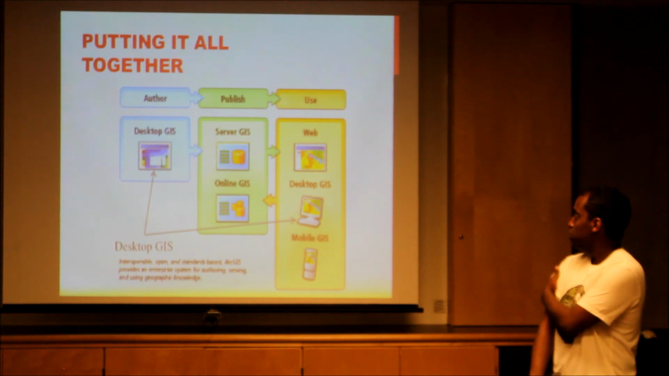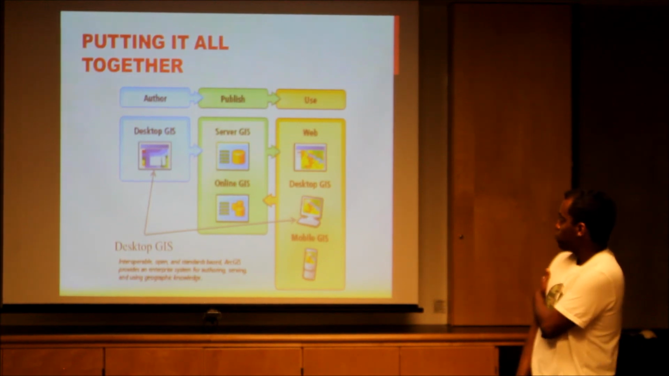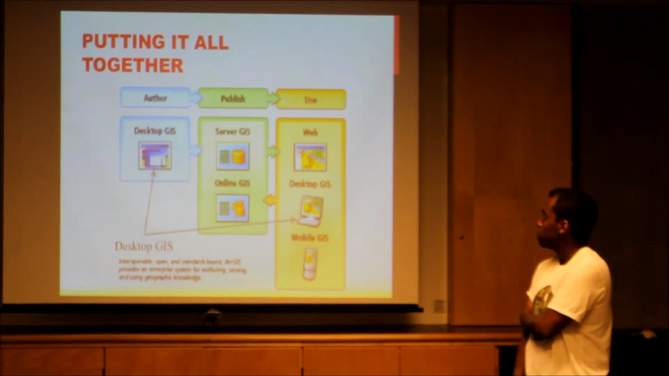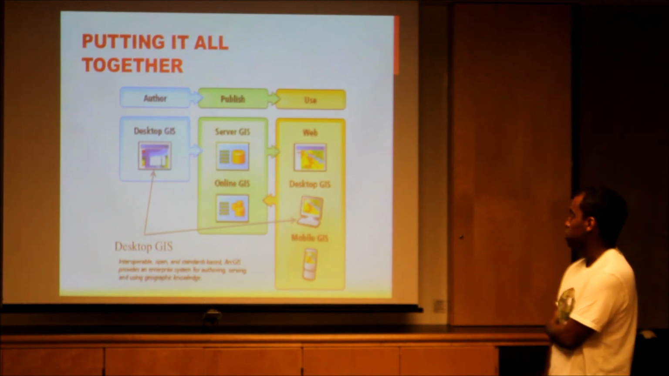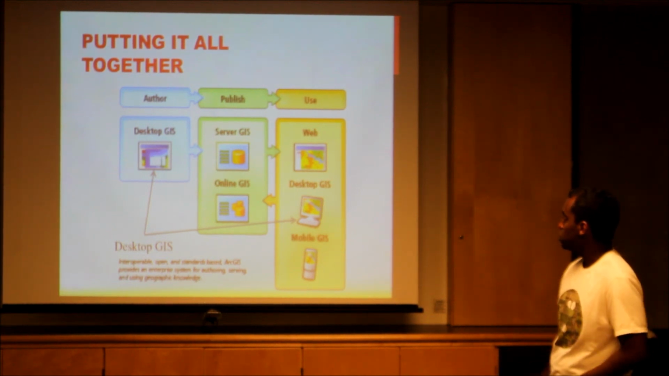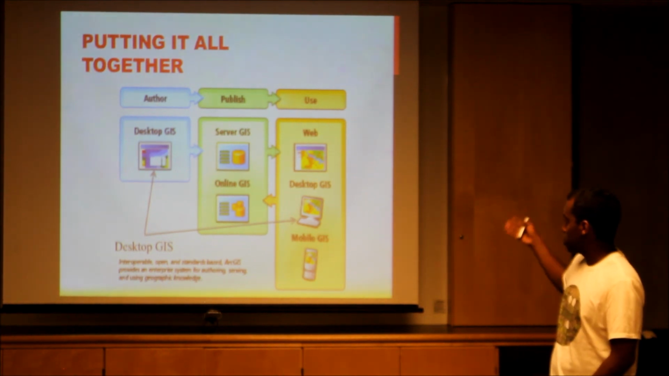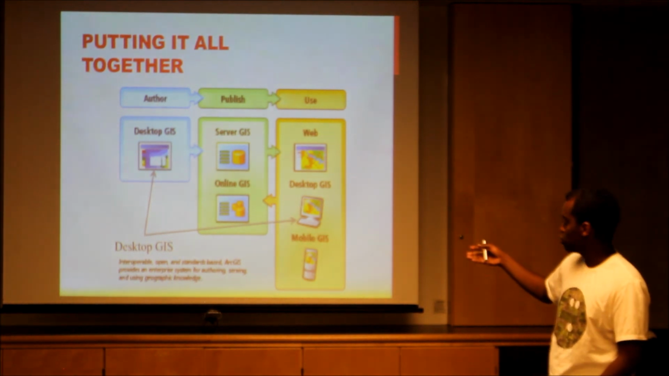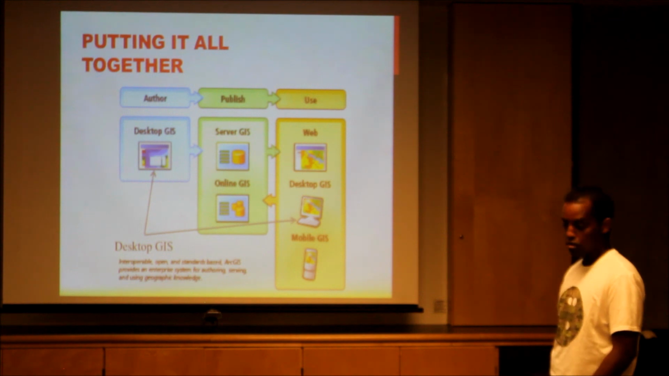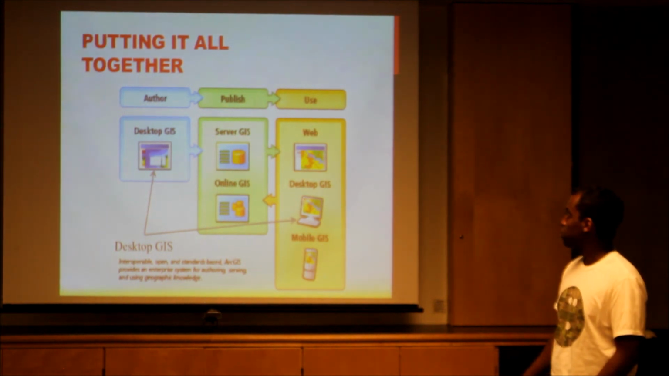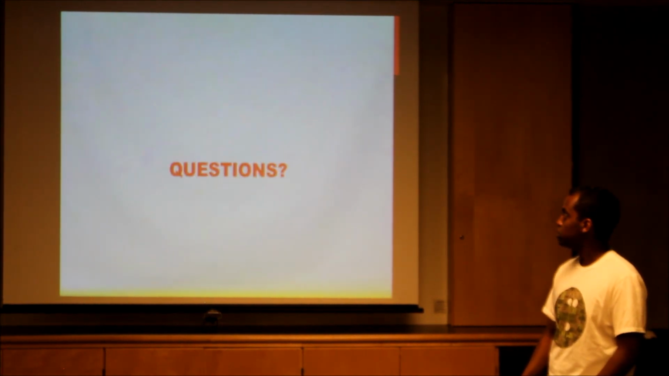So, putting it all together: with the full suite, if you're an author, you have desktop GIS, you can publish to the server, and you can also view it online. If you're a user, you can view it on the web, you can also go back to your computer and modify it on the server again, or you can access it online. So that pretty much covers everything we're looking for. Any questions?